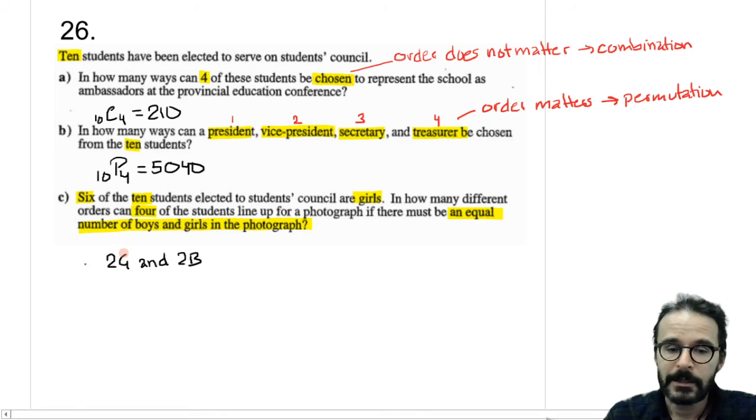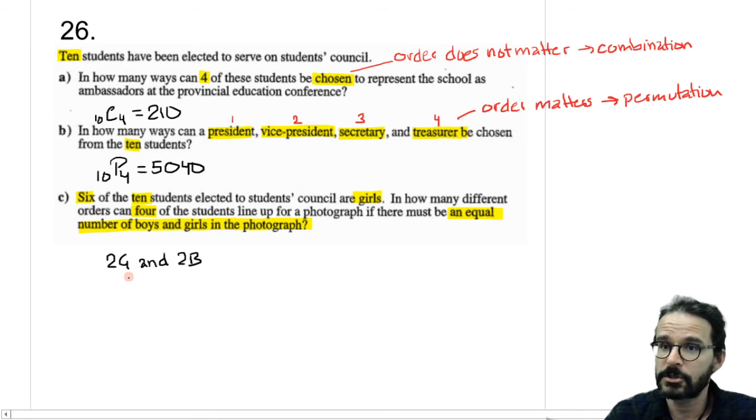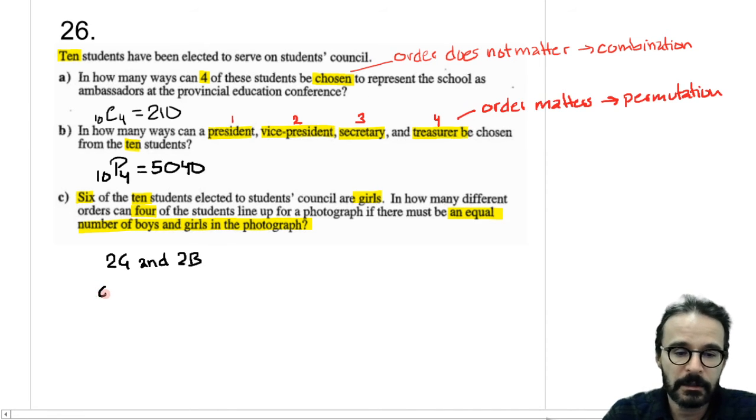Okay, so just to choose 2 girls from the 6 girls, that's a combination problem because each girl is equal, right? The fact that you would be the first girl being chosen or the second girl being chosen has no effect. They have the same sort of status, right? So here we would say it would be 6 choose 2. It's a combination problem, and "and" means multiplication.